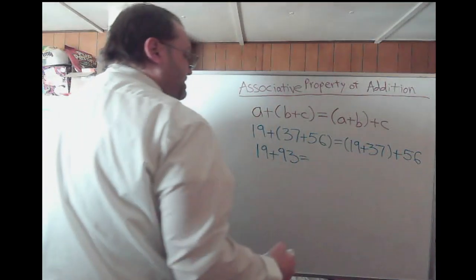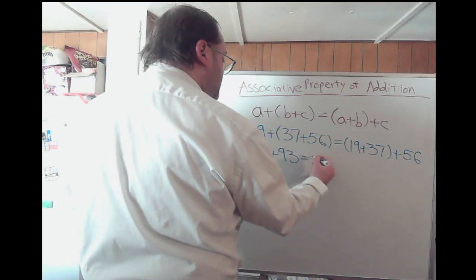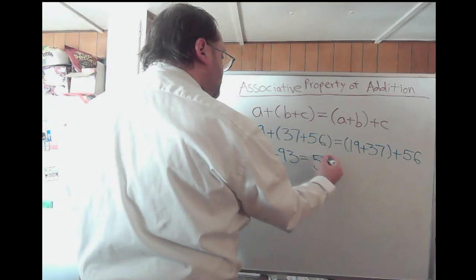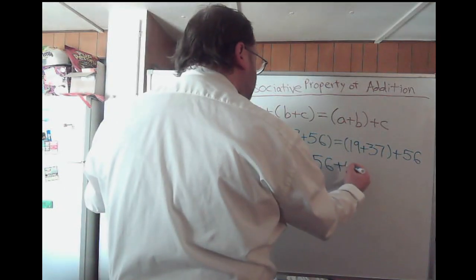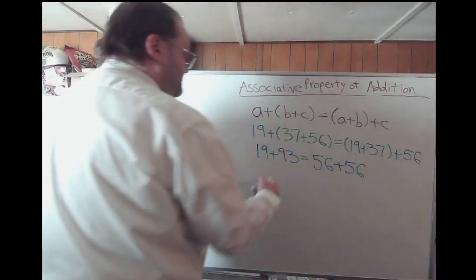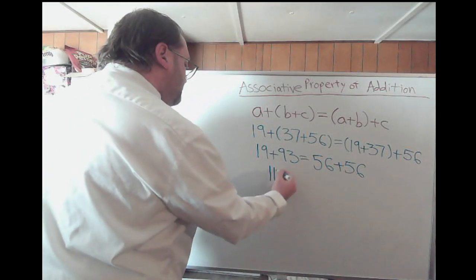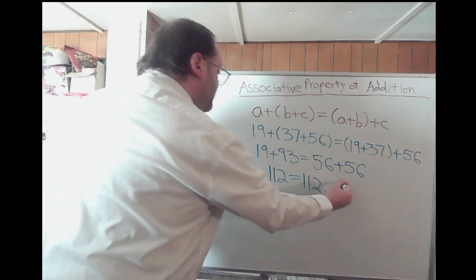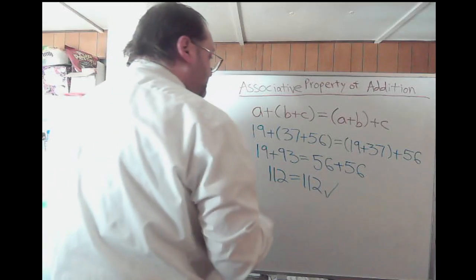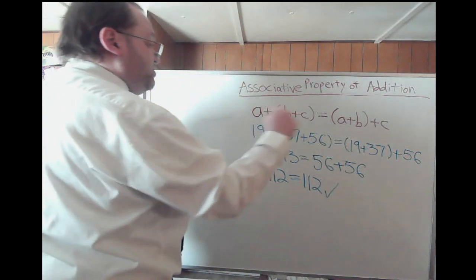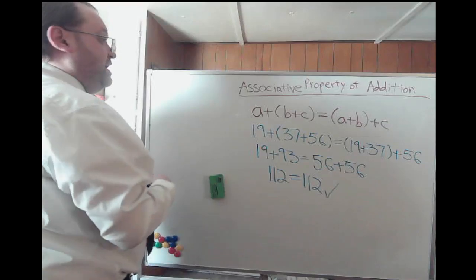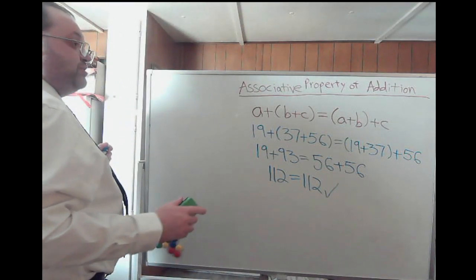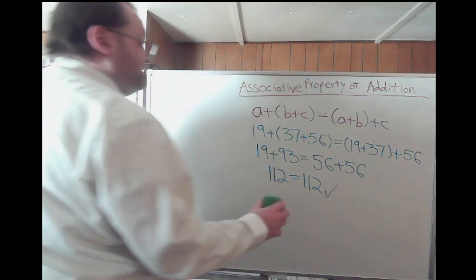Now it was 19 plus 37 on the right hand side. 19 plus 37 is 56. You'd have 56 plus 56. Left hand side, 19 plus 93, that's 112, which is equal to 56 plus 56, 112. So yes, you get a true statement. 112 does equal 112, so therefore the associative property holds with this problem. So as long as your problem is straight addition, you can use the associative property and move the parentheses around however you wish, and you'll get the same result each time.